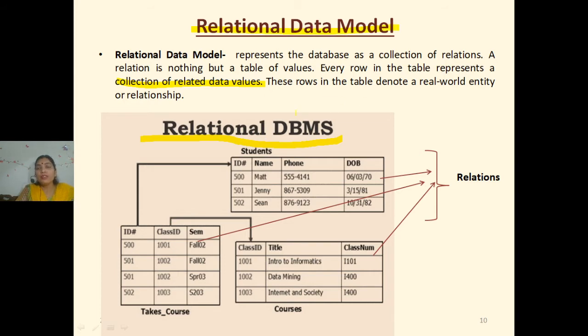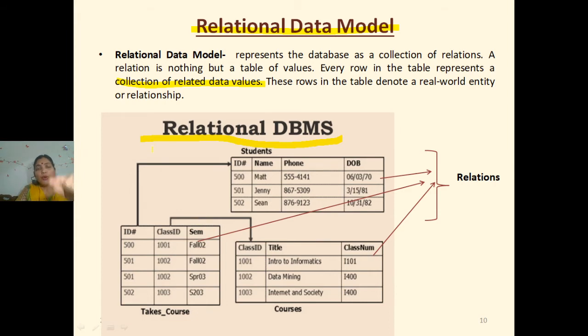These rows in a table denote a real world entity or a relationship. Just see in the table students, when I say a particular row, for example, ID is given 500, name is given as Matt, and phone number and date of birth. It is of a particular person called Matt. Similarly, another row depicts the information about another person.